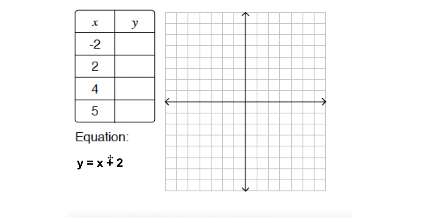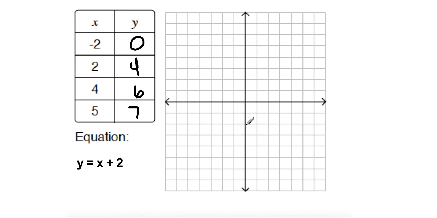So the first thing we did yesterday is we had to fill in our function table. So if you fill in -2 plus 2, you get 0. 2 plus 2 is 4. 4 plus 2 is 6. 5 plus 2 is 7. And then we came over here and graphed.